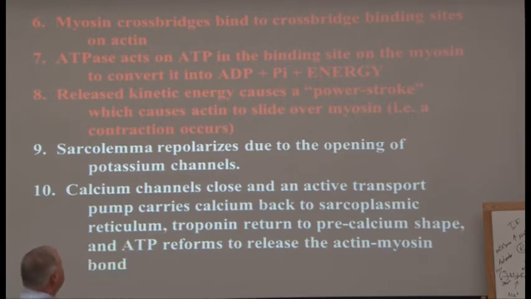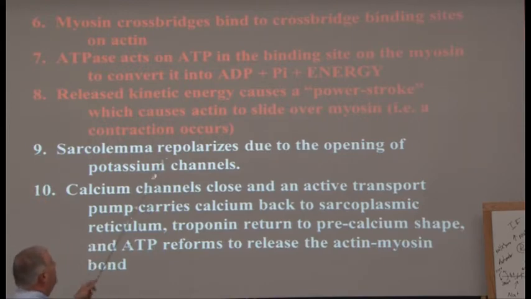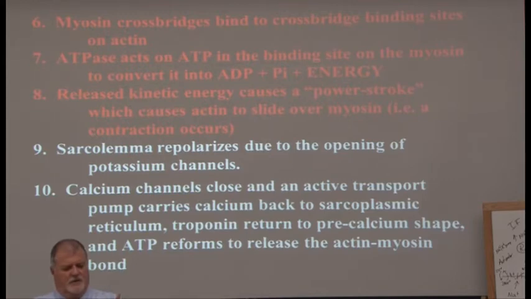Okay? All right. So the kinetic energy, so remember potential energy is stored energy. So ATP contains potential energy. As soon as we take the phosphate off and convert it back to ADP, we take the potential energy and convert it to kinetic energy. So the kinetic energy causes a power stroke to occur, which is actually going to pull the actin toward the center of the sarcomere.